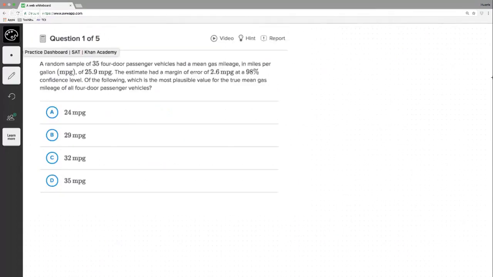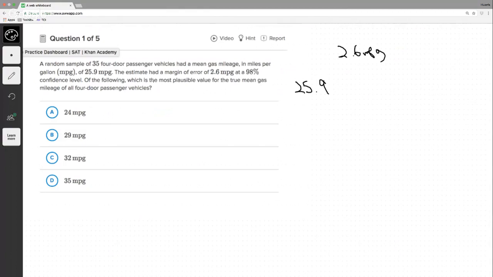A random sample of 35 four-door passenger vehicles had a mean gas mileage of 25.9 miles per gallon. The estimate had a margin of error of 2.6 miles per gallon at 98% confidence level. Which of the following is the most plausible value for the true mean gas mileage of all four-door passenger vehicles? Okay.